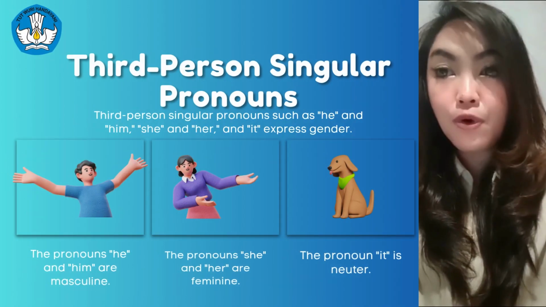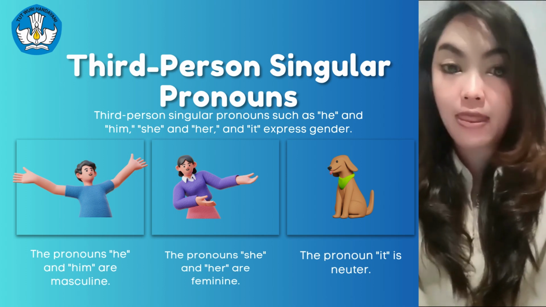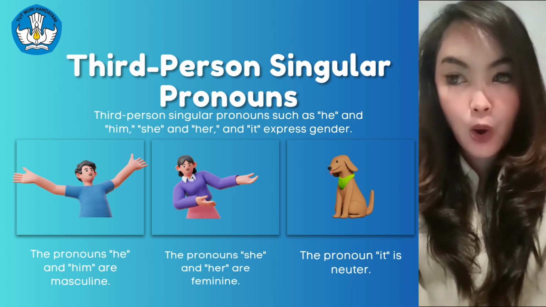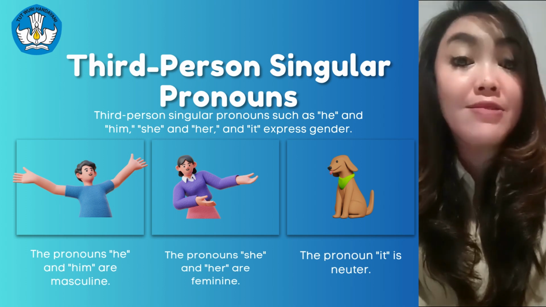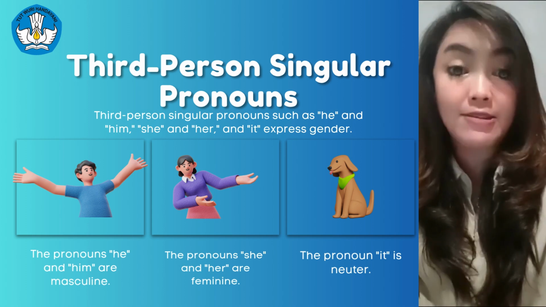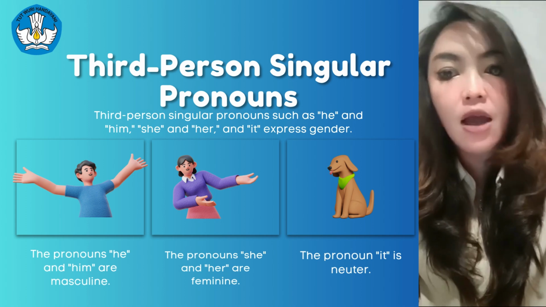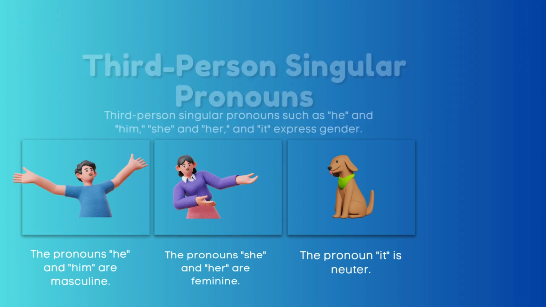Now take a look at the third person singular pronouns, such as he and him, she and her, and it, which express gender. The pronouns he and him are masculine, while the pronouns she and her are feminine. For the pronoun it, it's neuter.